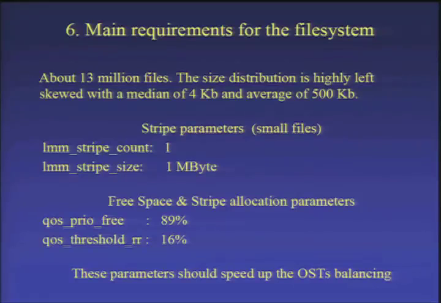And we recently set the quality of service parameters for the free space and the round robin to 89% and 16%. And these parameters should speed up the OST balancing.